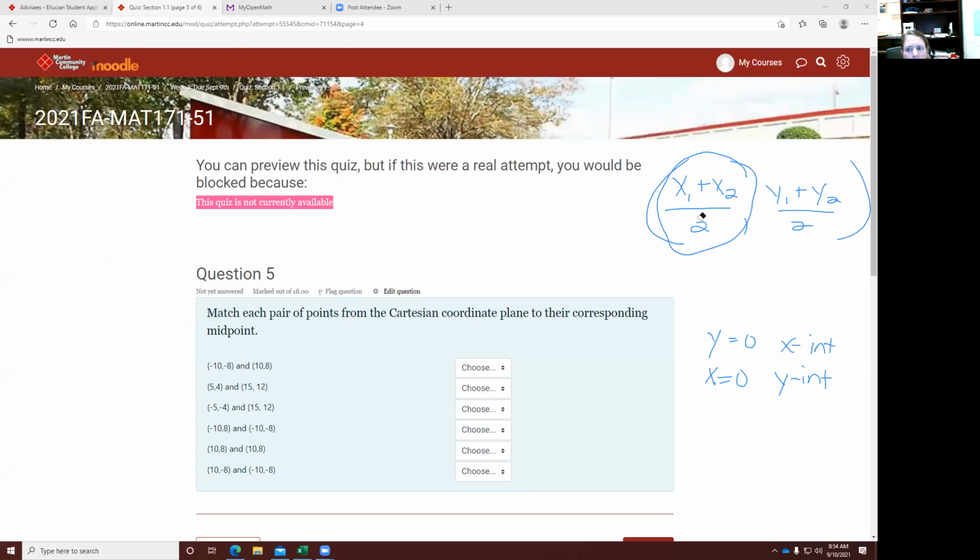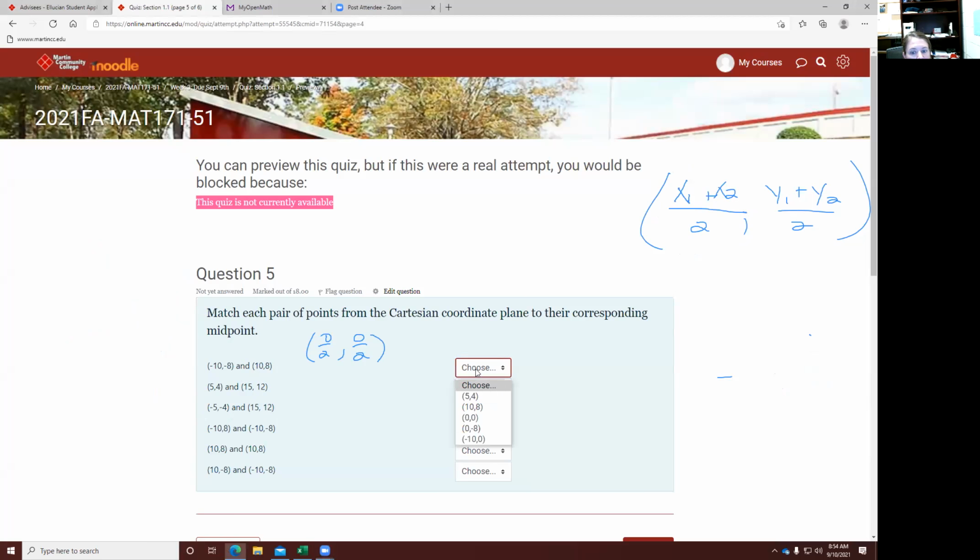This one is still going over midpoint. x1 plus x2 divided by 2. All right, so again, we just add these and divide by 2. Negative 10 plus 10 is 0 divided by 2. Negative 8 plus 8 is 0 divided by 2. That's going to be the ordered pair (0, 0). 5 plus 15 is 20 divided by 2. 4 plus 12 is 16 divided by 2. That's going to be equal to (10, 8).